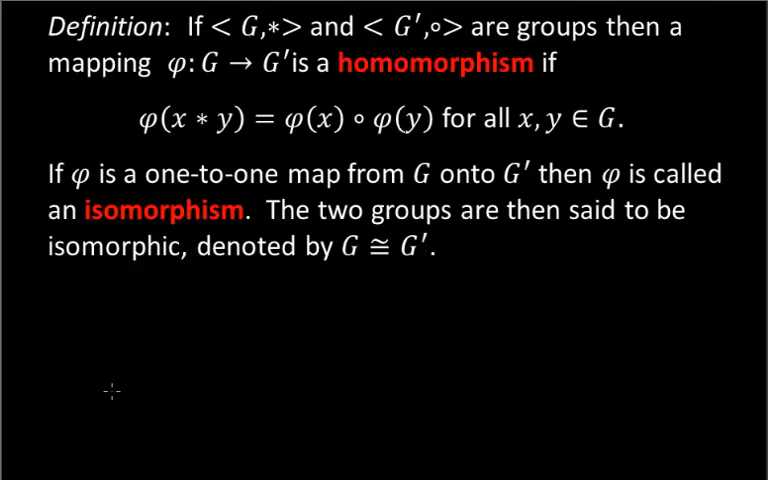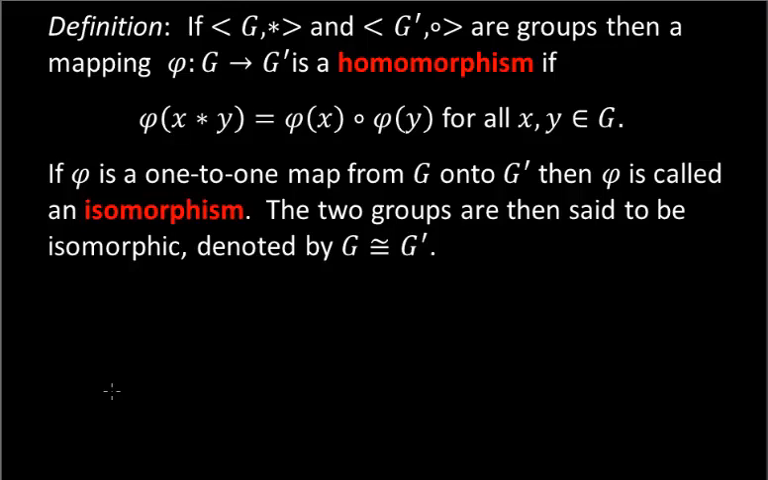So here's the formal definition. If G with star and G prime with circle are groups, then a mapping phi from G to G prime is a homomorphism if it preserves the algebra. In other words, if phi of x star y is equal to phi of x circle phi of y for all x, y in G.